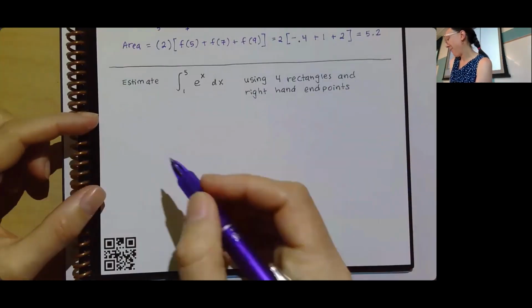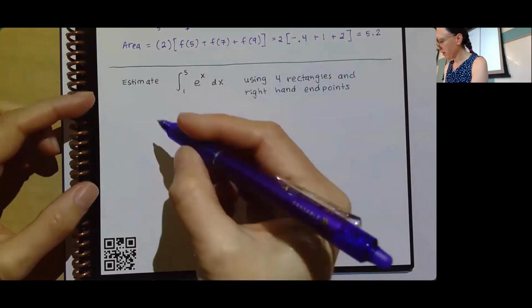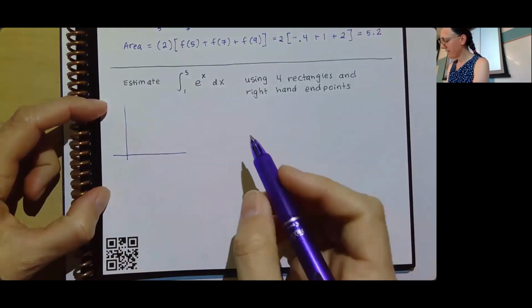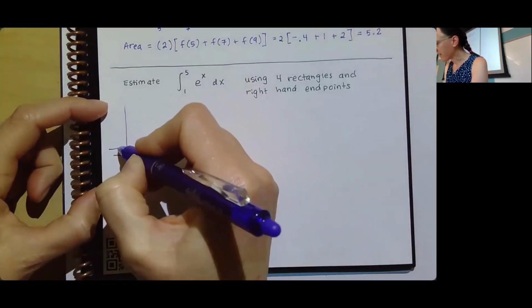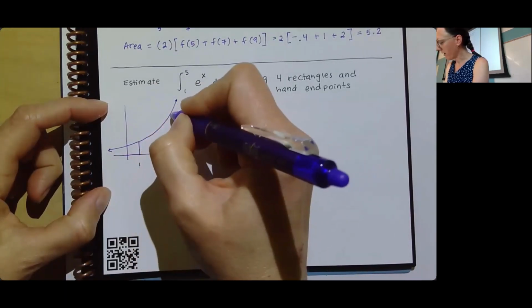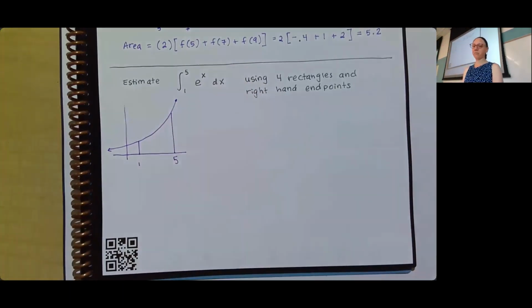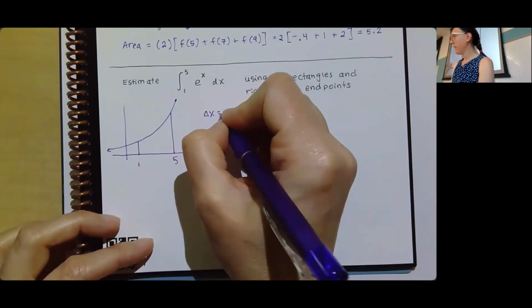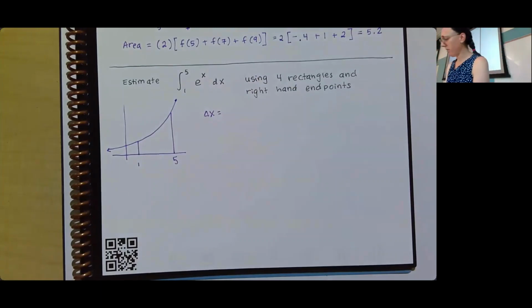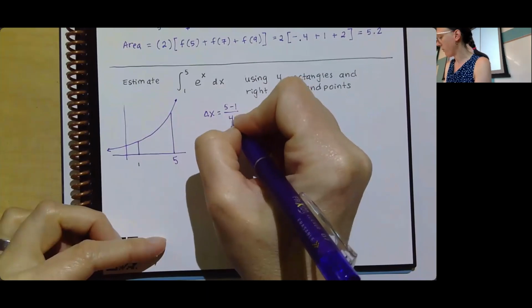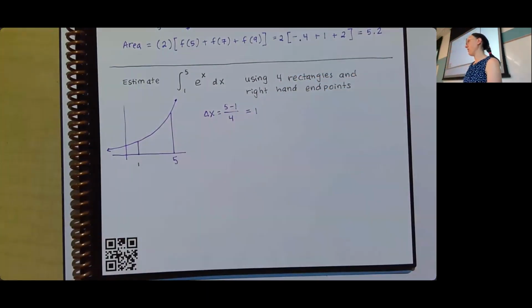I'm gonna do this one with a picture. Because we know what this graph looks like. So e to the x kind of does this. And we're looking from 1 to 5. And we're breaking that up into 4 rectangles. So I know that the width of each of my rectangles, the total width of the interval is 5 minus 1 or 4. And then I'm breaking that up into 4 rectangles. So each rectangle has a width of 1.